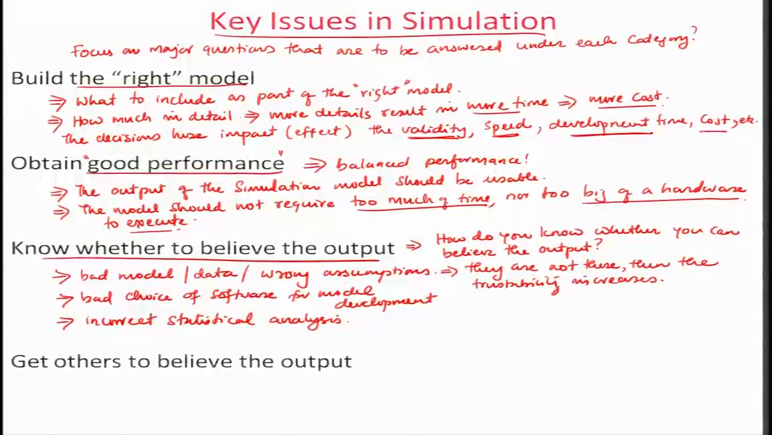So, if you use the wrong statistical tool to analyze the data, then this will result in what we call GIGO, garbage in, garbage out. If you use a garbage tool and garbage data to analyze the data of the simulation experiment, then you will get garbage output, or the incorrect result will come to you. Then the last one is wrong interpretation of the output.